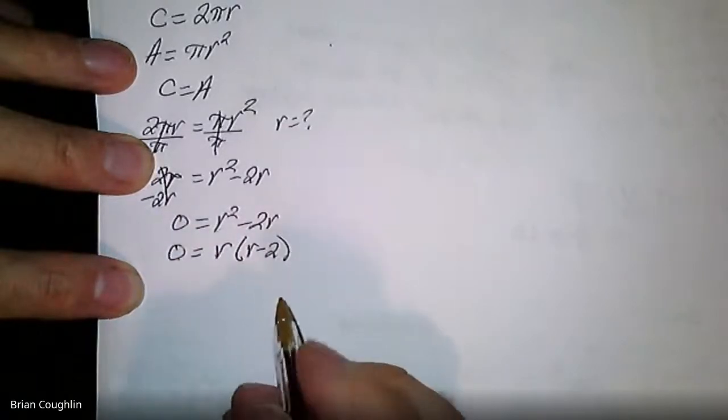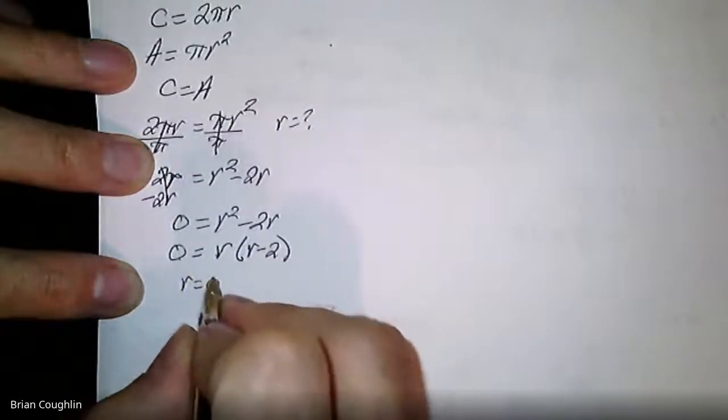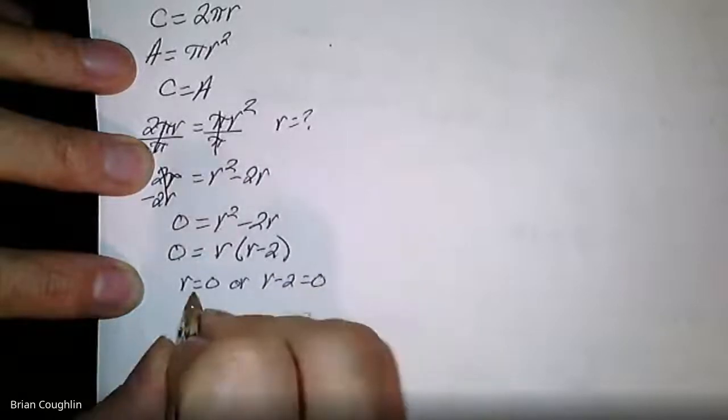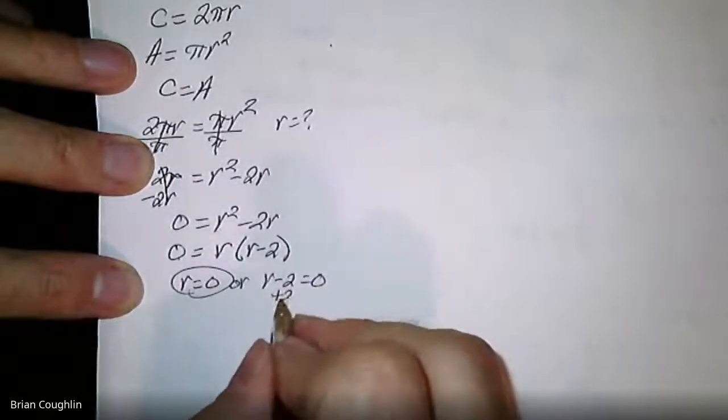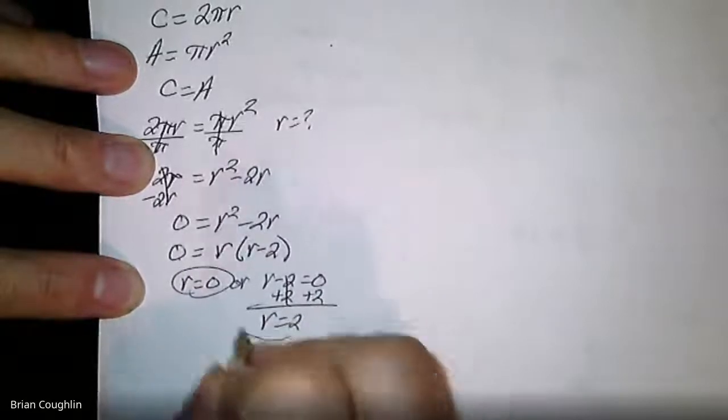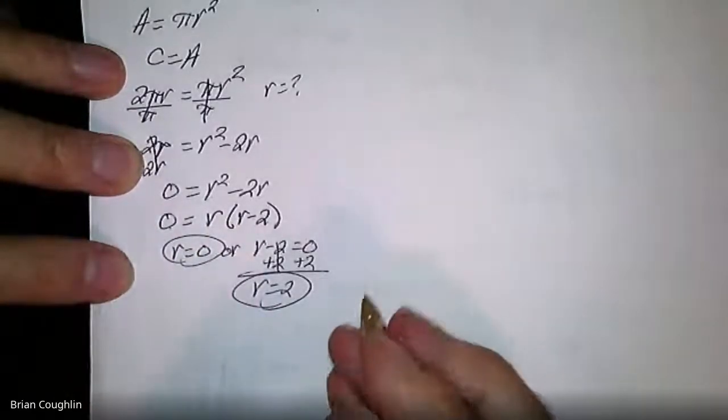That should remind you of something called the zero product property, which means that if this times this equals 0, then either this equals 0 or this equals 0. So this one is already solved, and this one I can solve by adding 2 to both sides, r equals 2. Okay, now it actually was a good thing we didn't divide by r, because one of the solutions is r equals 0, which would have made the problem explode.